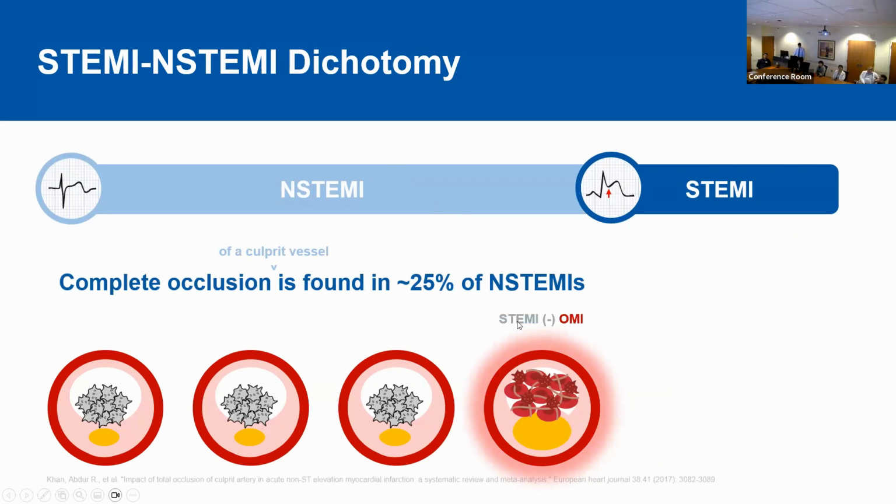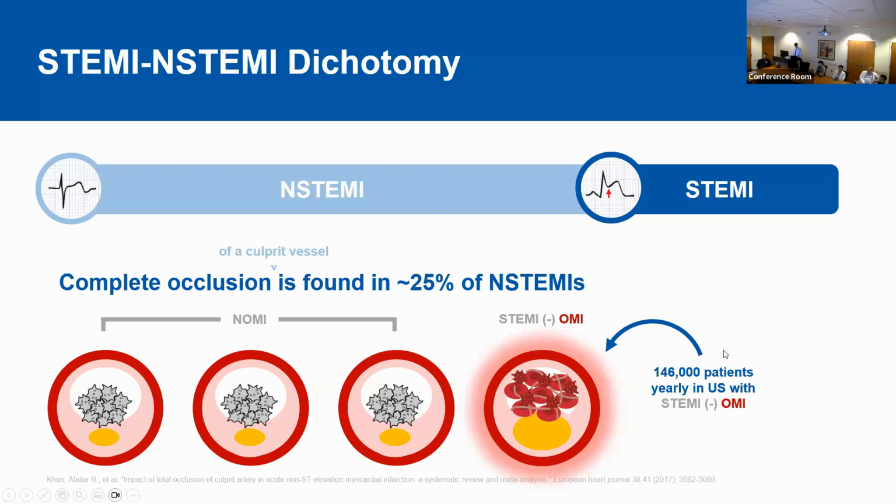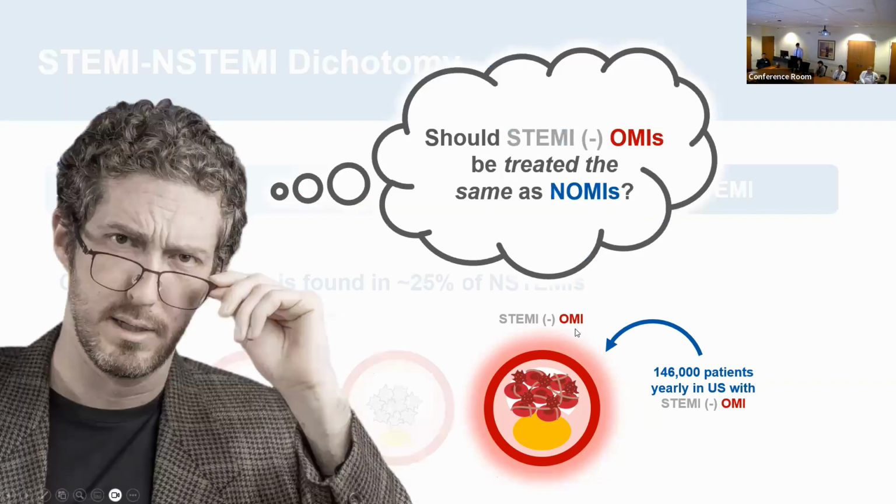And we'll refer to these as the STEMI-negative OMIs. And these guys with incompletely occluded vessels, NOMIs, or non-occluded myocardial infarctions. And it turns out if you multiply the total number of NSTEMIs by 25%, that shakes out to about 150,000 patients yearly in the US that have these STEMI-negative OMIs.